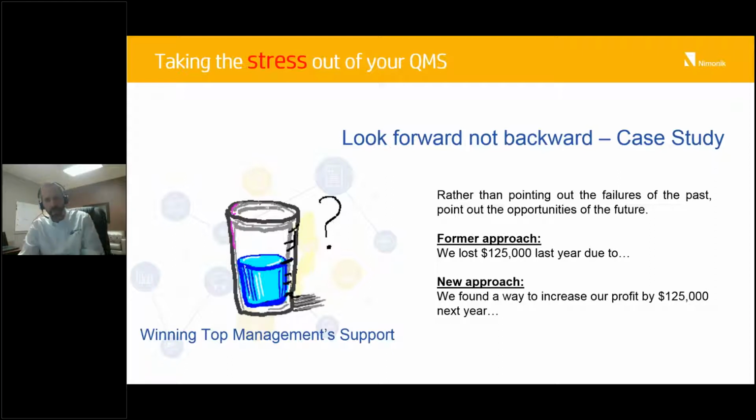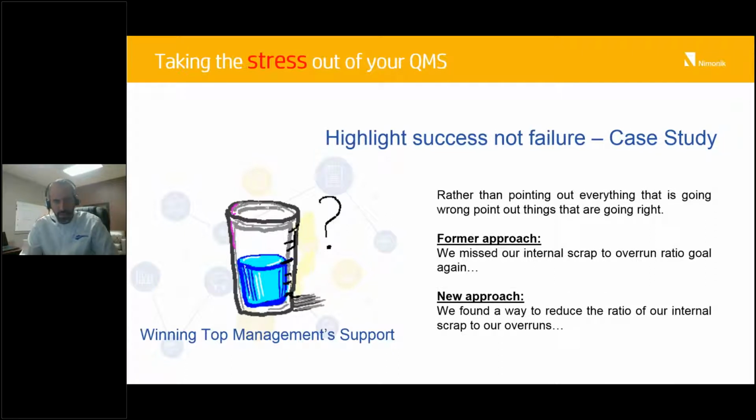They weren't able to hit that whole goal, but they went from losing $125,000 in one year to only losing about $50-some thousand the next year. And it was all because they were pointing out the opportunity rather than pointing out the failure. So that was one particular story. Another one is similar, highlighting success, not consistently focusing on failures.